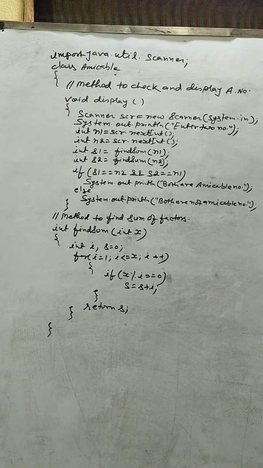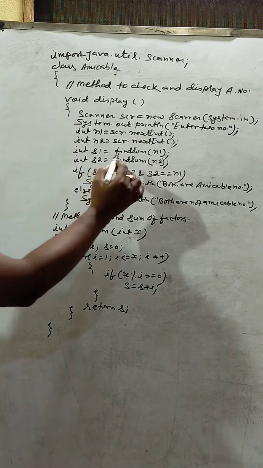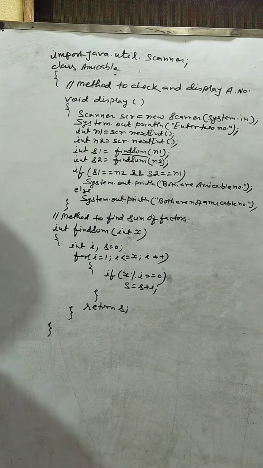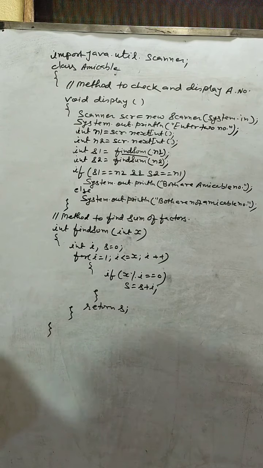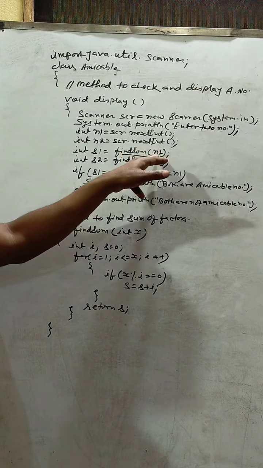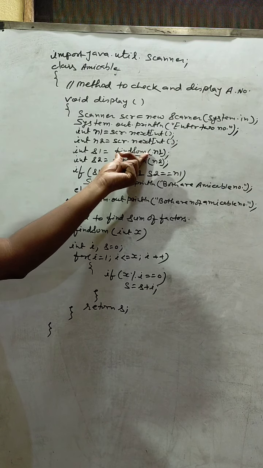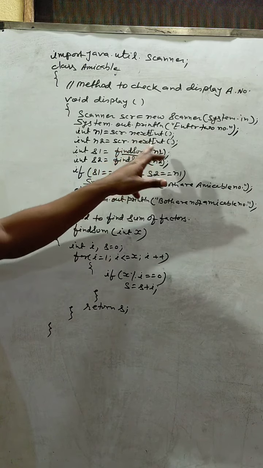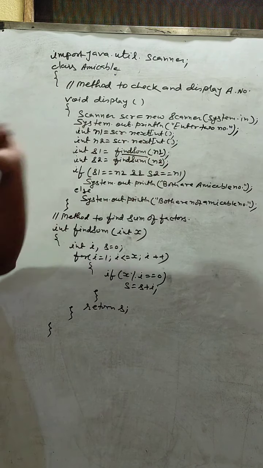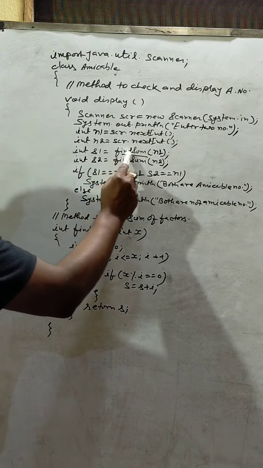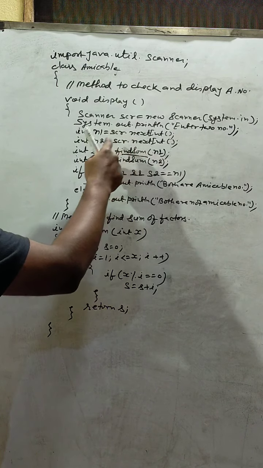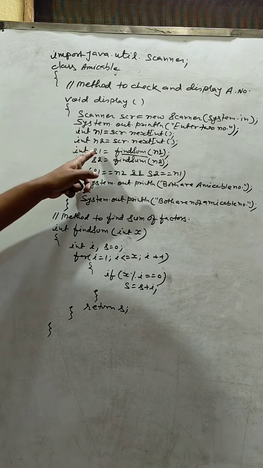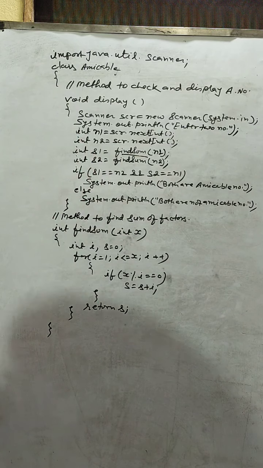Now we have called a function findSum. In function findSum we passed the value stored in variable N1. When we pass N1, the function findSum will calculate the sum of factors of the value stored in N1 and store it in a variable S1. Therefore S1 will store the sum of factors of the first number.